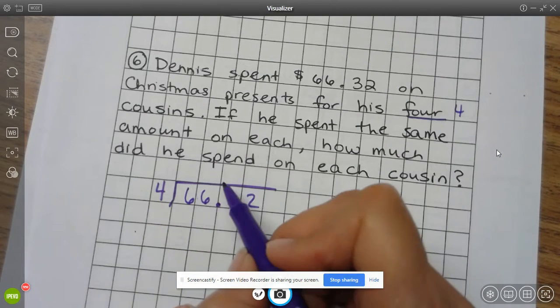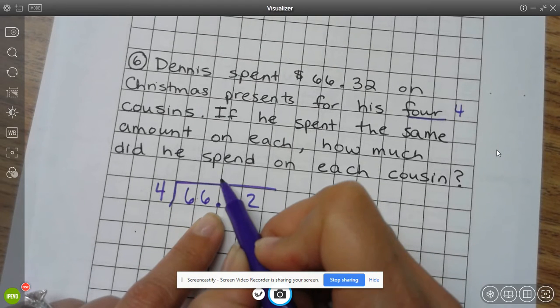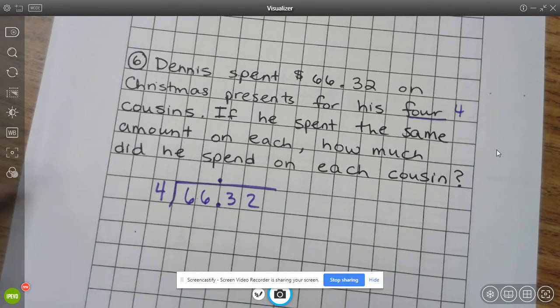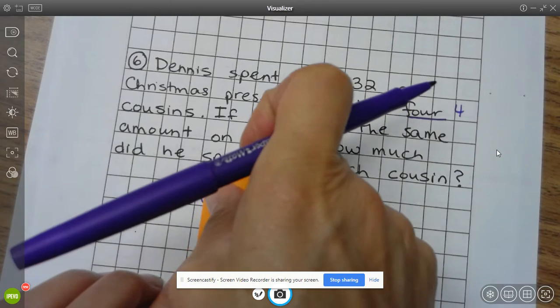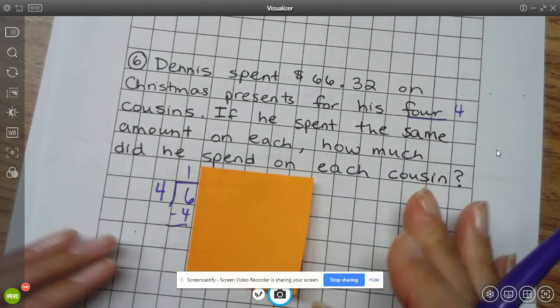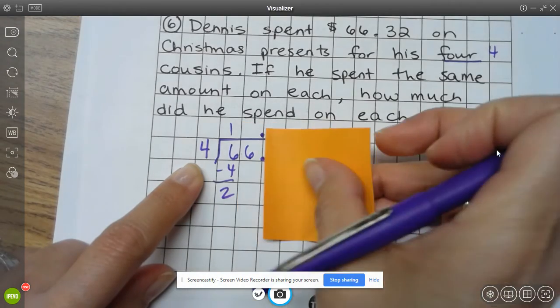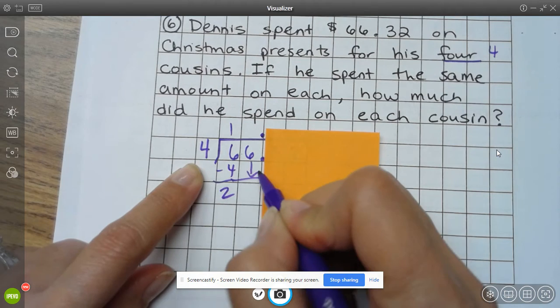Okay, so I have no decimal here. I have a decimal here, so I do need to move it up on top. And now I just start with my division. Okay, so 4 goes into 6 one time. 6 minus 4 is 2. 2 is smaller than 4. I bring down my 6.